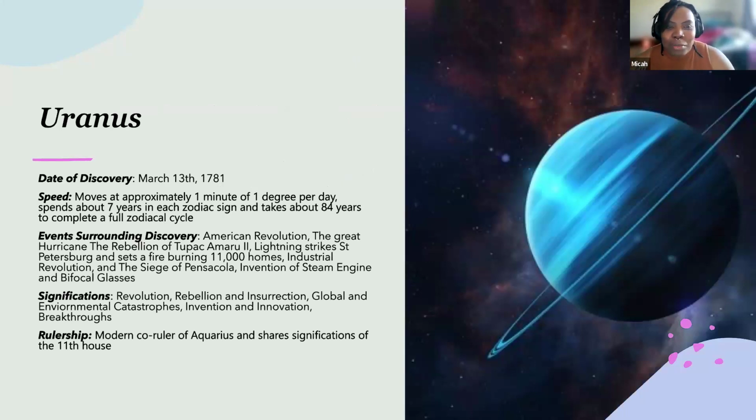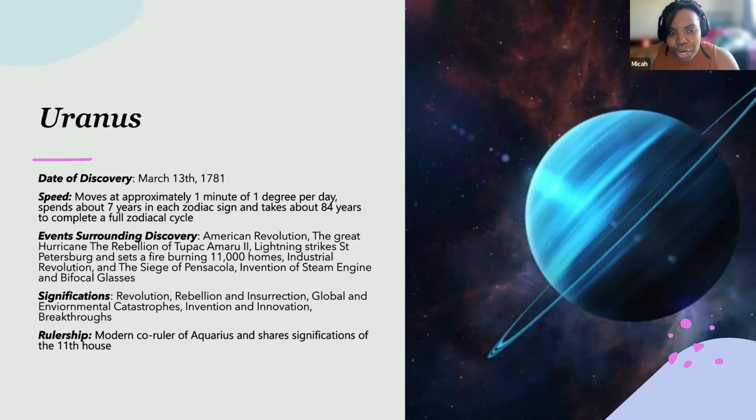It was discovered on March 13th, 1781, and it moves approximately 1 minute of 1 degree per day. So it's pretty slow. It spends about 7 years in each zodiacal sign and takes about 84 years to complete a full zodiacal cycle. So it takes 84 years to go from Aries all the way through Pisces and back into Aries.